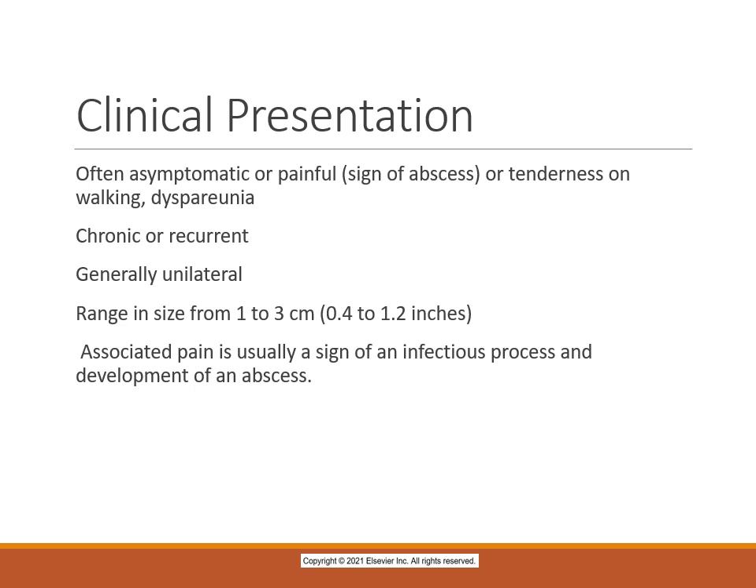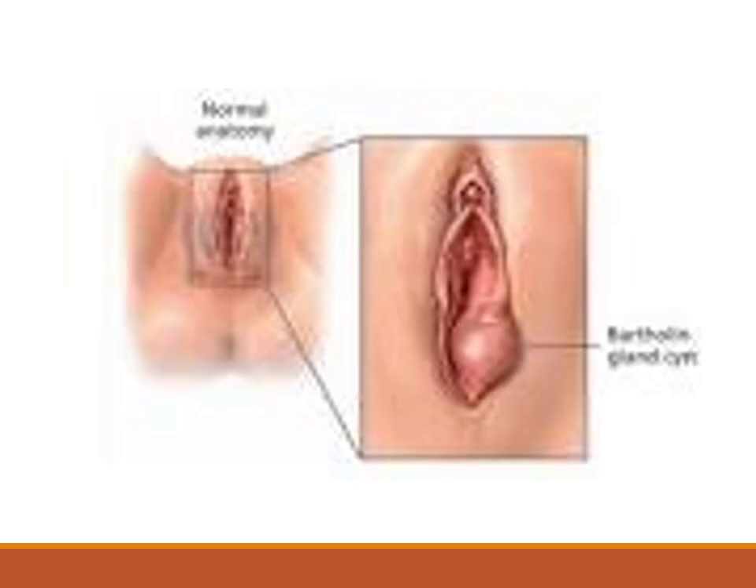The Bartholin gland obstruction may generally be unilateral, but it could be bilateral at times. The range in size is from 1 to 3 centimeters, and the pain is usually on the side of that infectious process and development of the abscess. Here we have an image of a Bartholin gland. You can see it's unilateral, enlarged and bulging, which would cause tenderness with any kind of pressure or friction.